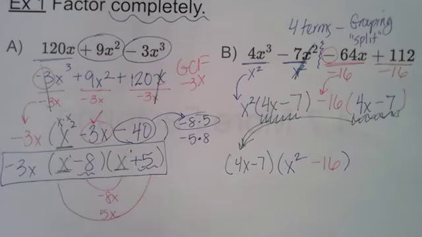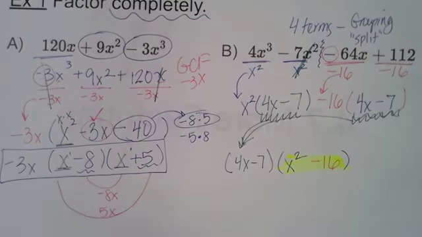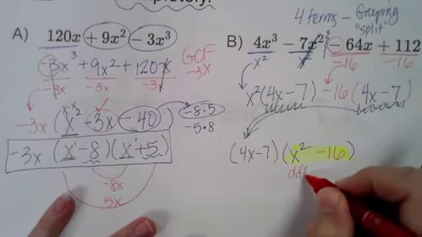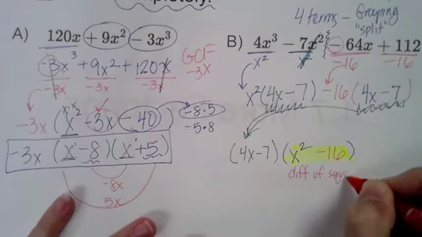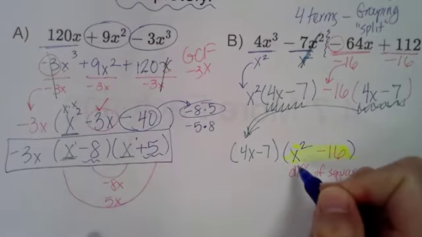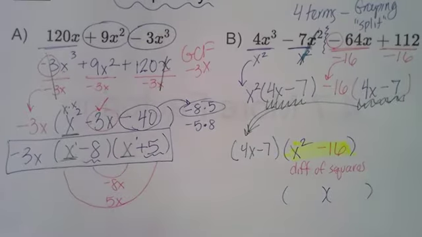That's the x squared minus 16 here. X squared minus 16 has a special name. What's it called? Difference of squares. 16 is 4 times 4. X is x times x. Those are perfect squares, which means they go a little bit further.